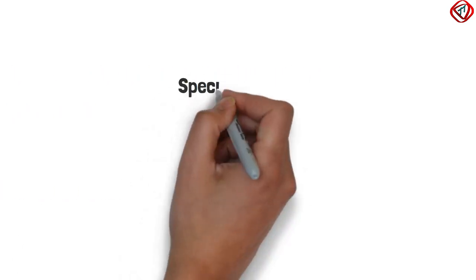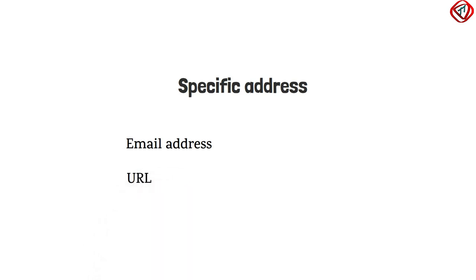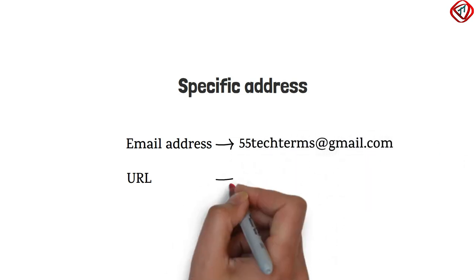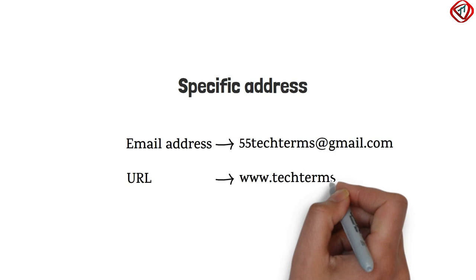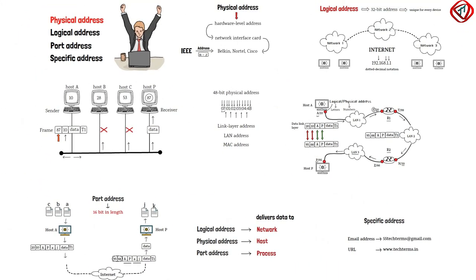The last one is specific address. The user-friendly addresses such as email addresses, URL are referred to as specific addresses. For example, 55techterms@gmail.com and www.techterms.in. These addresses get changed to the port address and logical address at the sender using DNS. So, these are the 4 addresses used on the internet employing TCP/IP protocol suite.